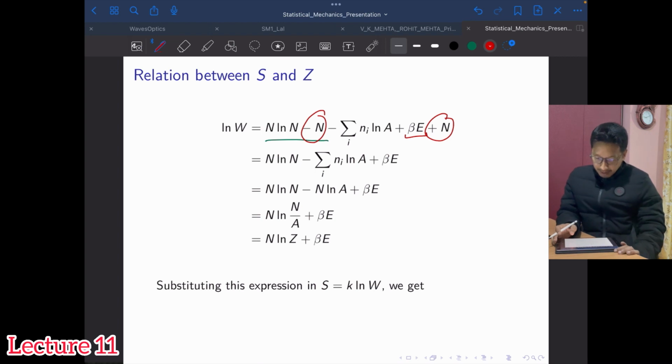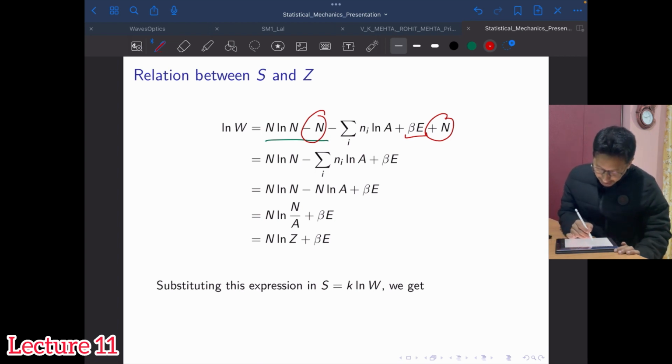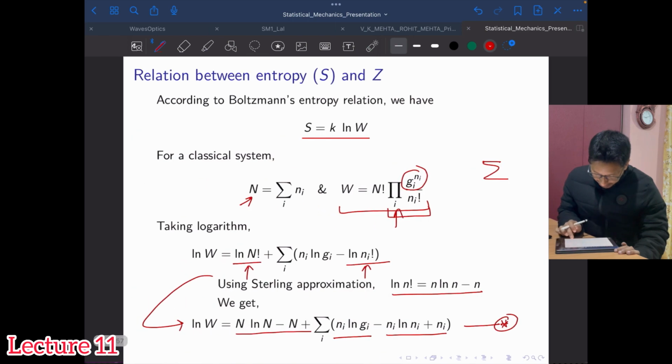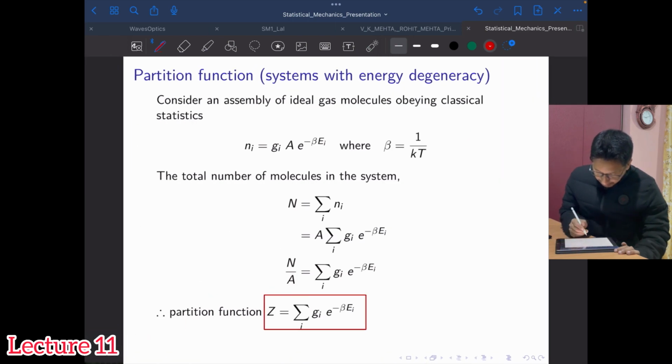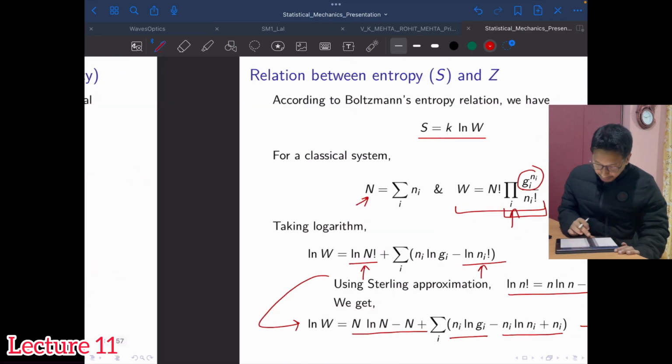Okay, it will become 0. So I'll remain with n ln n minus this expression. Again, this sum of Ni in this term will give me the capital N. Then I'll remain with n ln n by a, beta E. Now this n by a is the partition function, because if you go back to the earlier slide, just now you have written, see this part, this is Z, this is nothing but the partition function. So n by a is your partition function.